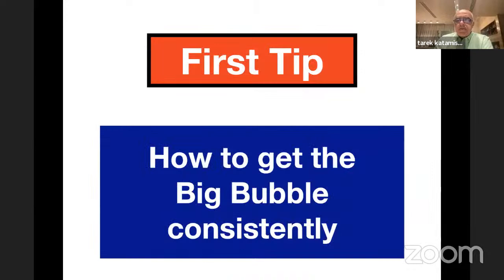So we have a lot of tips during the operation. I have divided these tips into 4 groups. The first group is how to get the big bubble consistently. This is very important: in 90% of cases or more, you should have the big bubble consistently in almost every case.